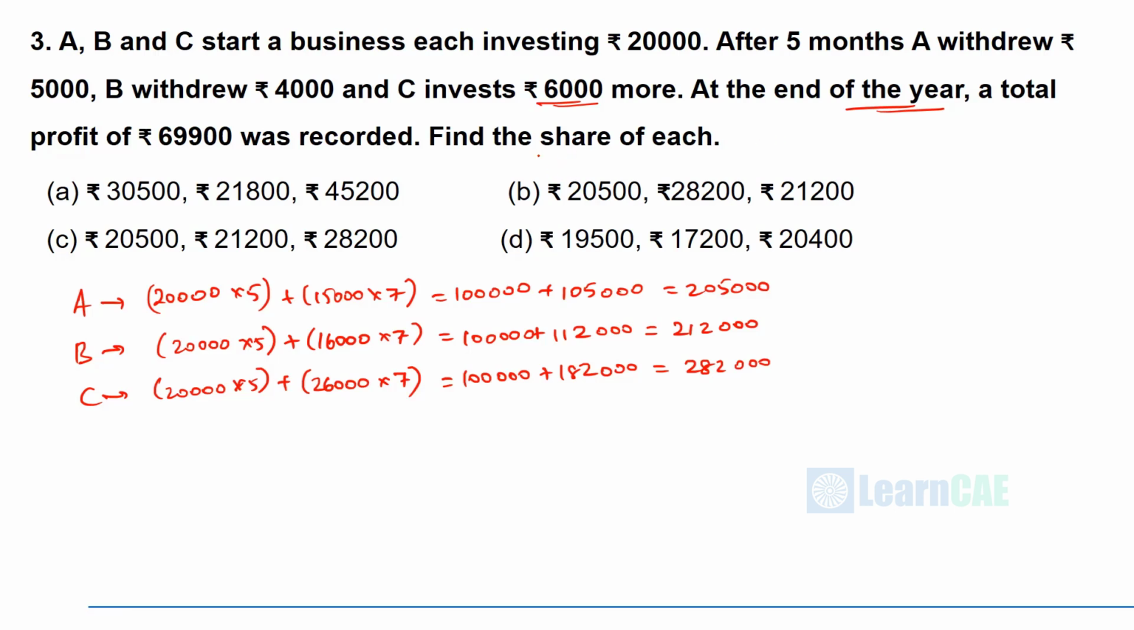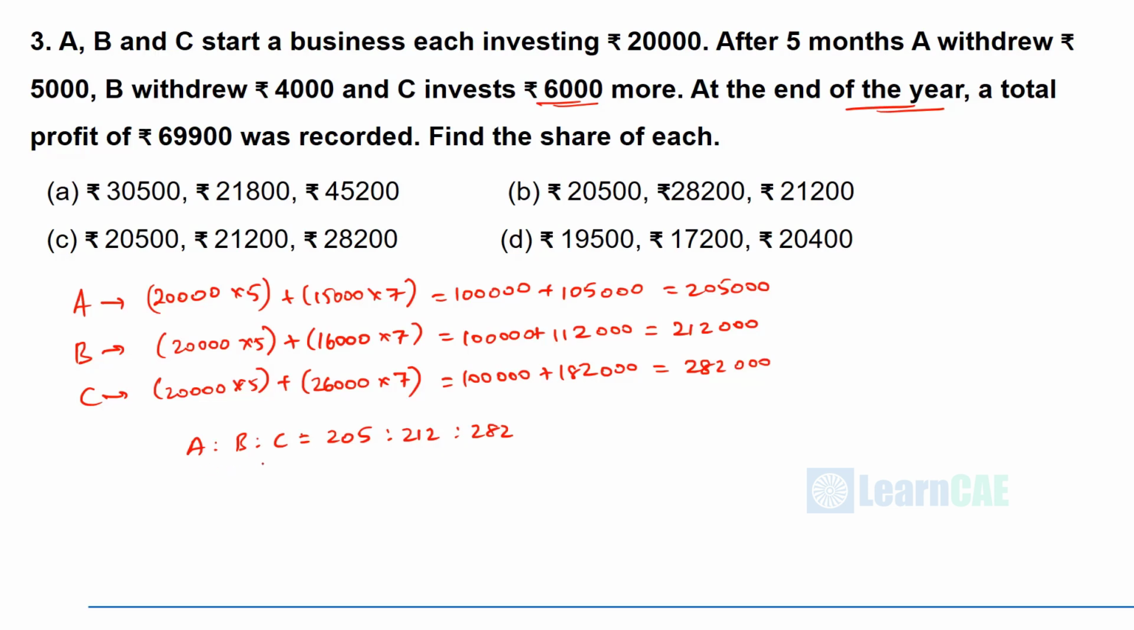Okay. So the share will be calculated based on the ratio of this value. That is, A's share is to B's share is to C's share will be equal to 205 is to 212 is to 282. We can ignore the last 3 zeros. That is, we can divide by 1000 throughout for all 3 cases so that we can keep the ratio simple.